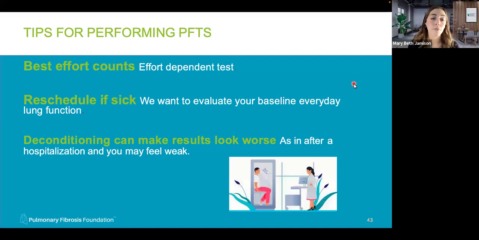And then deconditioning can make results look worse. So if you've had a hospitalization and you're feeling really weak, then you could still do your pulmonary function test, but we just keep in mind that maybe you just got out of that hospitalization and we could see that improve when we do it in 3 to 6 months, maybe after some exercise, some pulmonary rehab, something like that. And that can improve your pulmonary function test as far as the muscles go. So that force that you're able to give behind the breath.